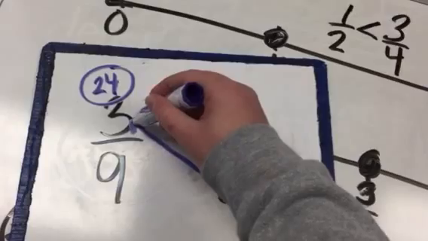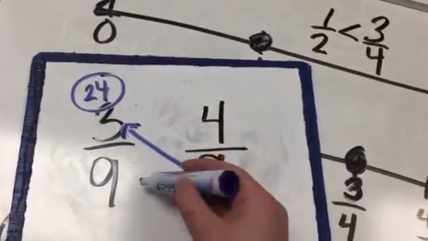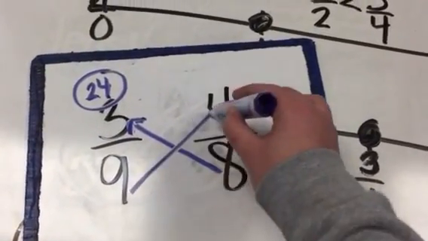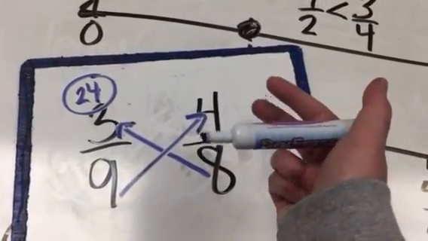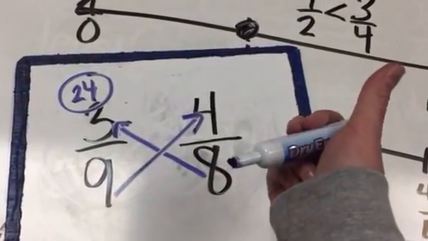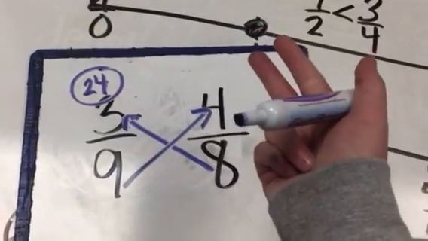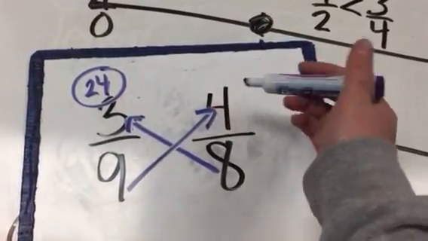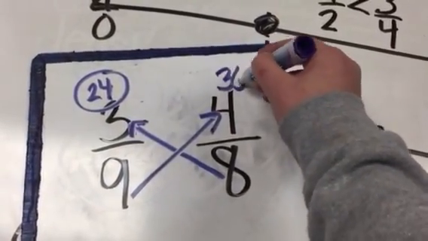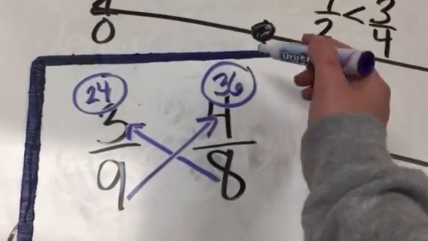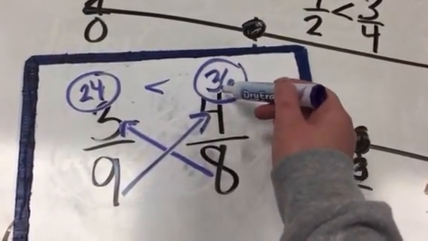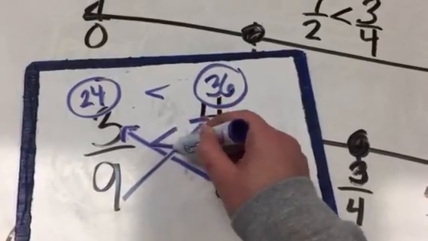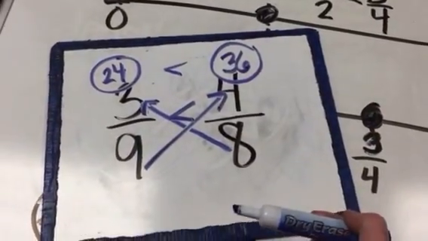Okay? And I always draw an arrow because the number goes where the arrow is pointing. Okay? Let's do 9 times 4. 4, 8, 12, 16, 20, 24, 28, 32, 36. Okay? 24 is less than 36, so 3/9 is less than 4/8.